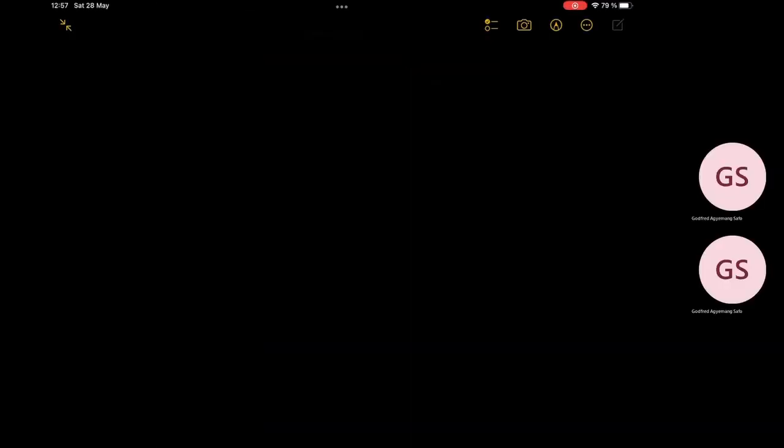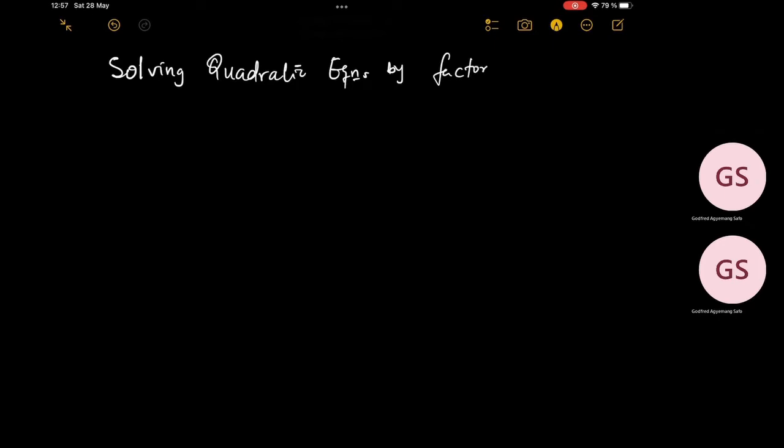Solving quadratic equations by factorization.